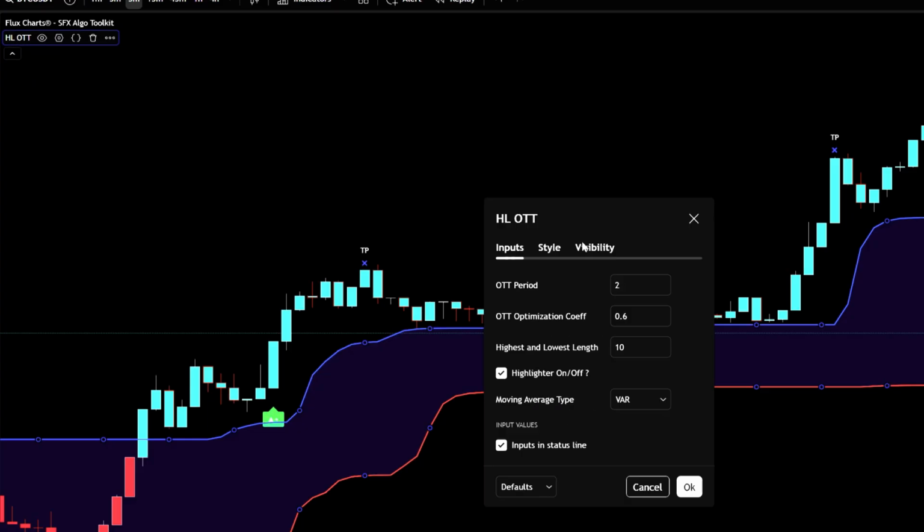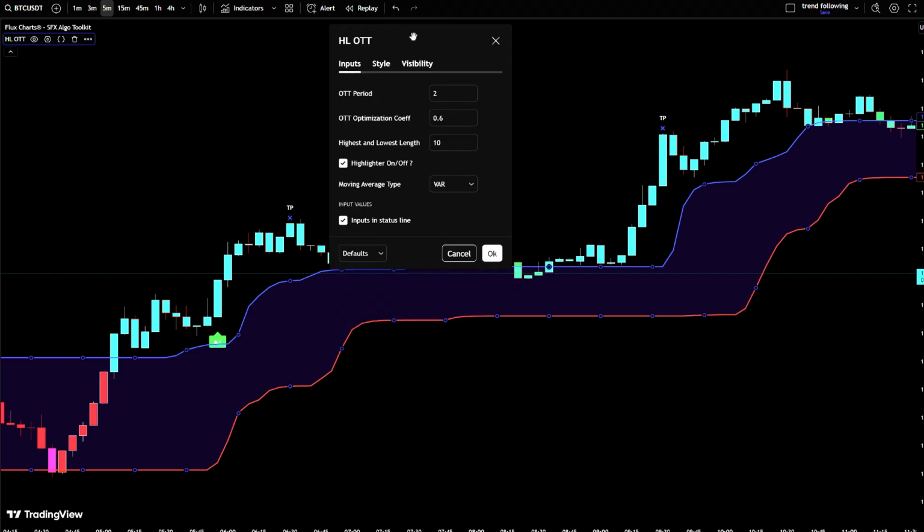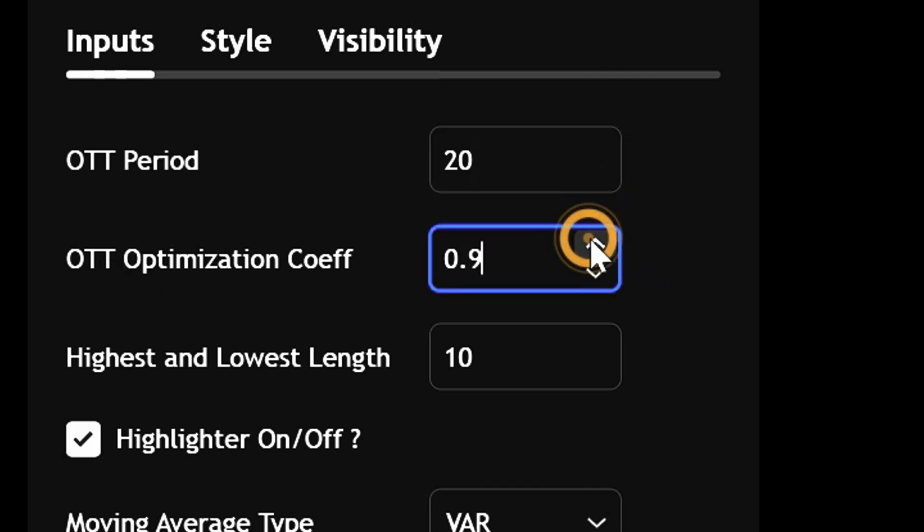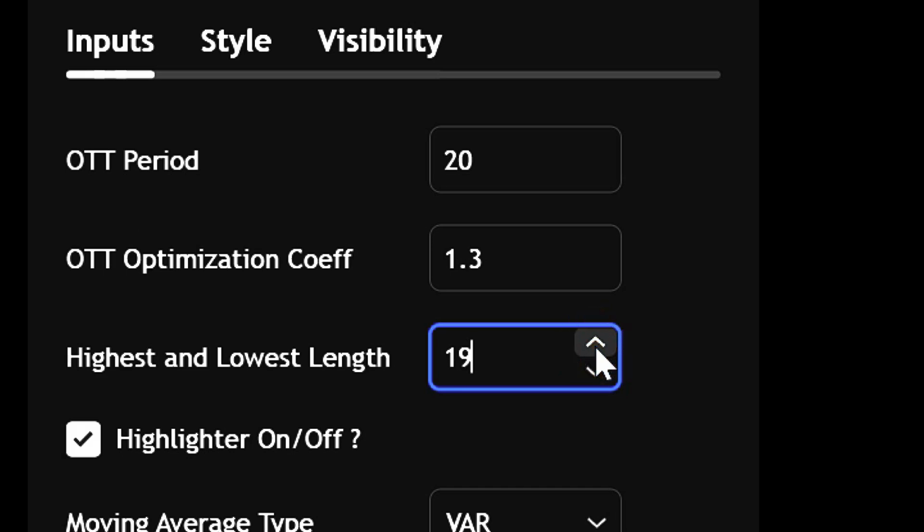In the settings, I'm changing the OTT period to 20 to help it catch more significant trends. Then I'll change the OTT optimization to 1.3, which widens the bands a little. And finally, I'll set the highest and lowest length to 21.